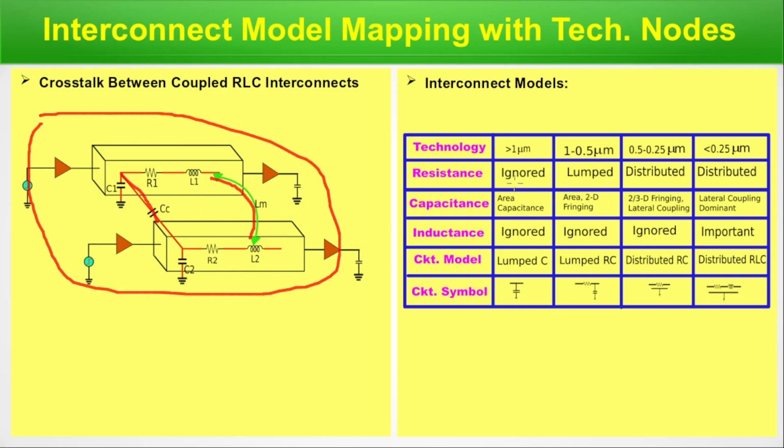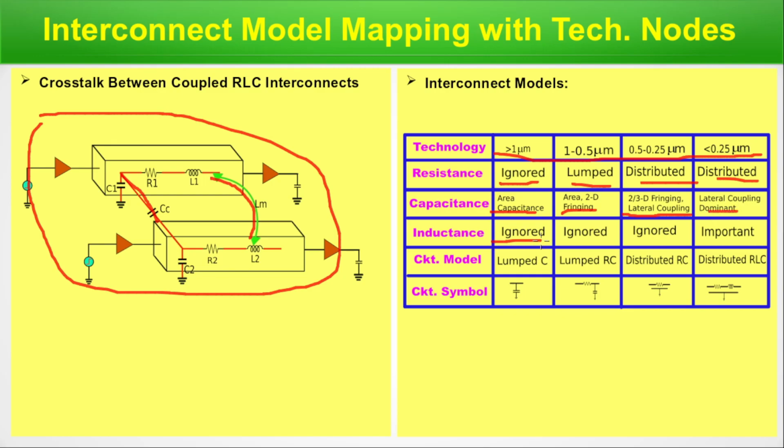And for interconnect models, the technology node is moving towards smaller size. Resistance was initially ignored, then lumped, then distributed. And capacitance models are also changing from area capacitance to area and 2D fringing, then 2/3 dimension fringing, then lateral coupling. And now when it's less than 25 micron, lateral coupling is dominant.